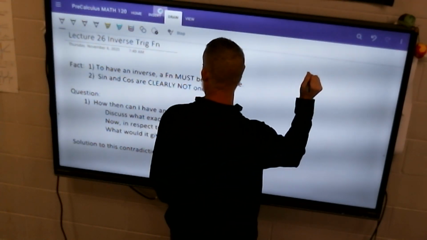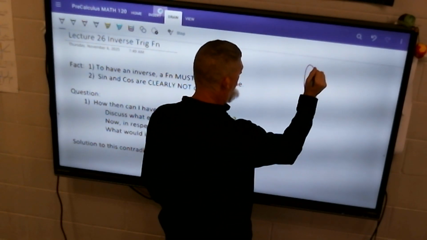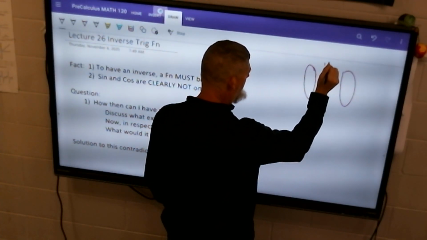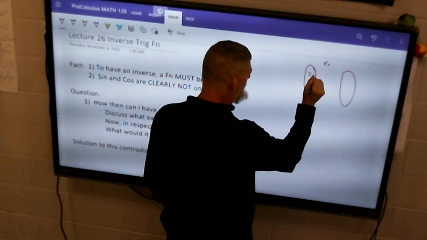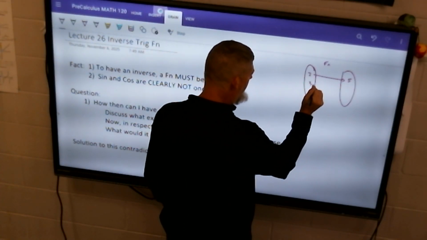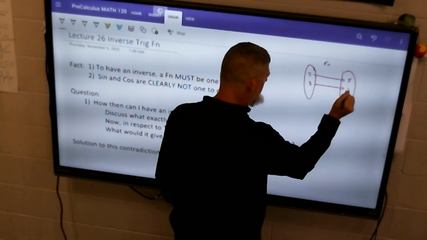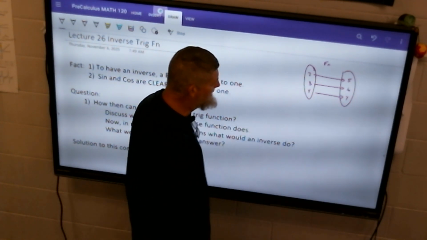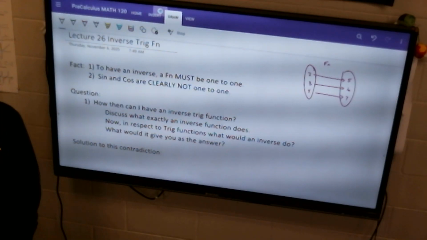We use that symbolism. And I have my domain and I have my range. And I have whatever function I have in here. And it takes 2 and maps it to 5. It takes 3 and maps it to 6. It has 4 and maps it to 7. Yes, I did 6 and 7 on purpose. All right, so we have our function, and that's the mapping of it, right?